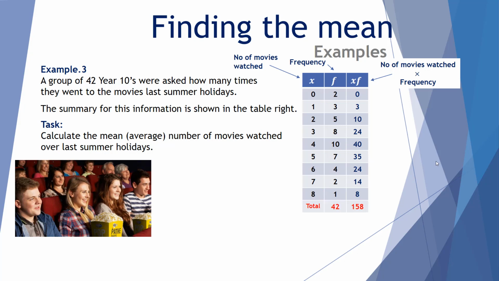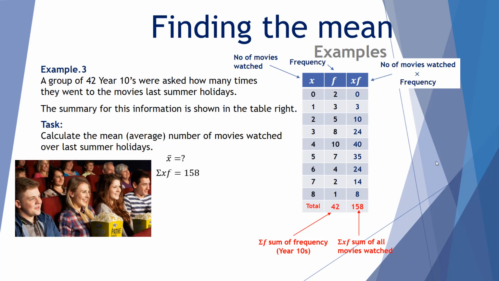Now when we add that all together, we find 42 is the sum of frequency, or really the number of year 10s that have watched movies, and 158 is the sum of all the movies watched. So this is using a frequency table. So when you're using a frequency table, the equation is the same logic, but represented a little bit differently. So we're working out the mean value.